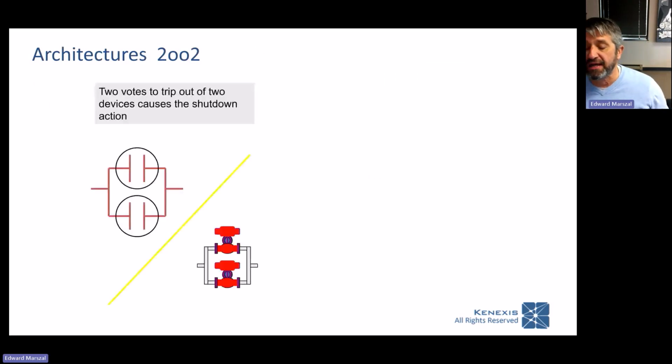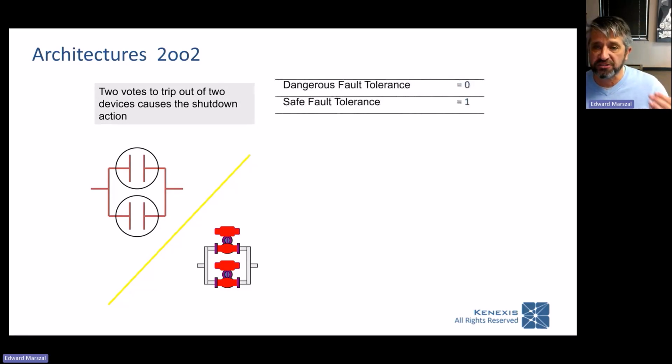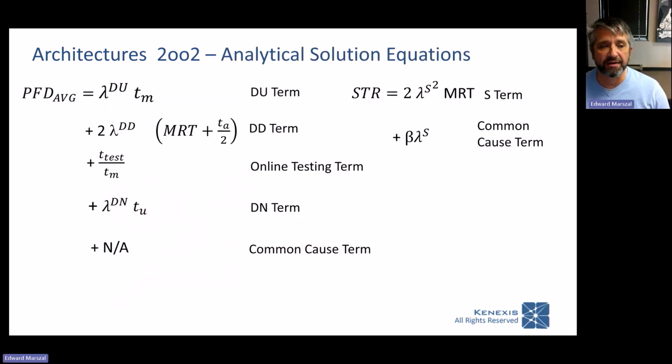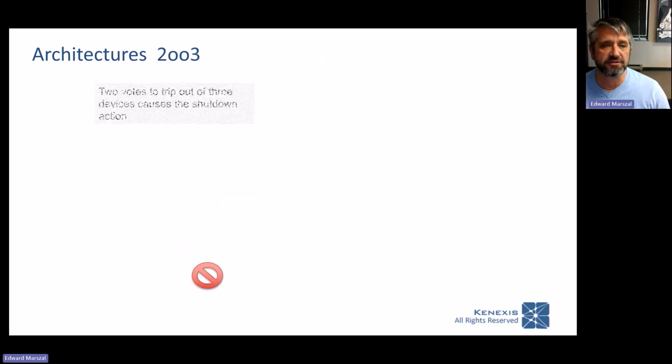2 out of 2 voting is, where 1 out of 1 was safety, 2 out of 2 is spurious trip avoidance, which is going to give you 1 degree of tolerance to spurious trips, no tolerance to safe failures or to dangerous failures, even more dangerous than a 1 out of 1. And there are your equations for 2 out of 2.